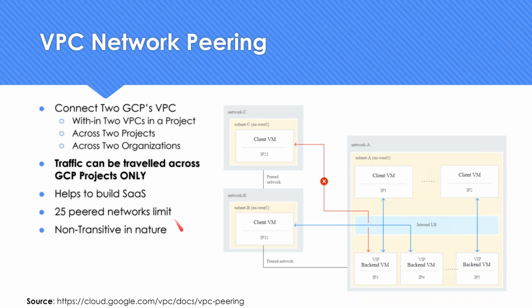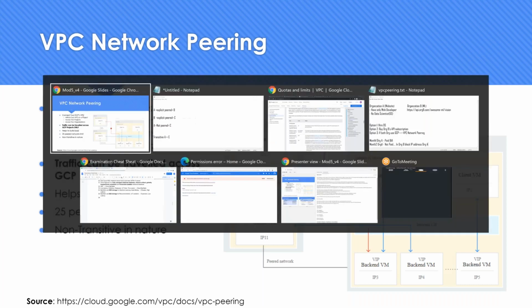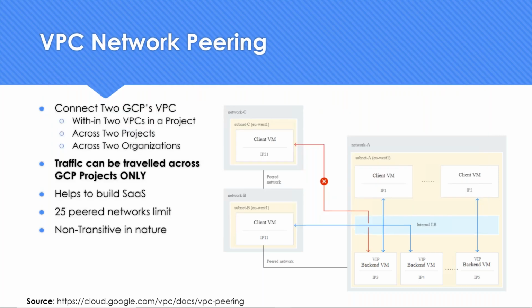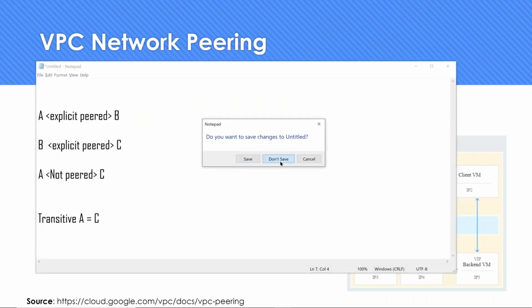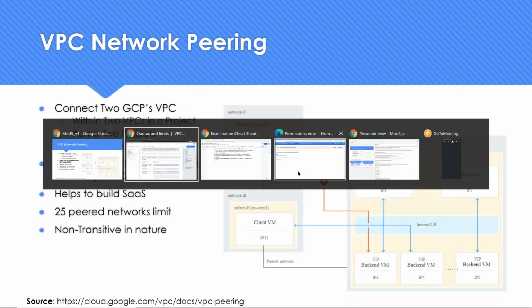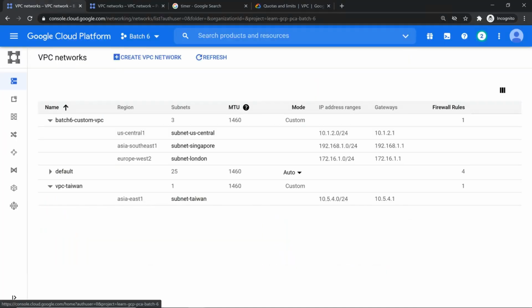So let's do a demonstration. First, let's go within the same project, two different networks, and see how it's going to work. I'm not going to put firewall as a constraint going forward, folks. We know how firewall works, so whenever we do any demos, I will make sure the firewall rule for at least ping and SSH is there. So we will use batch 6 custom VPC and VPC Taiwan.